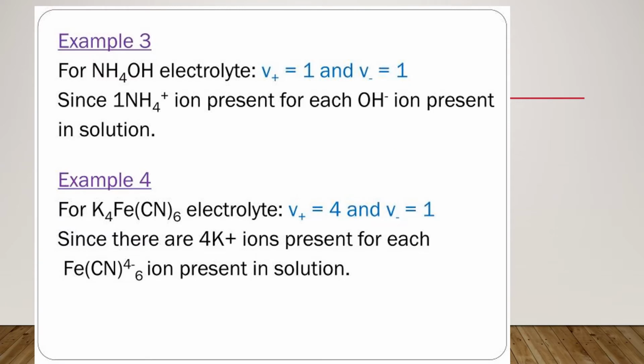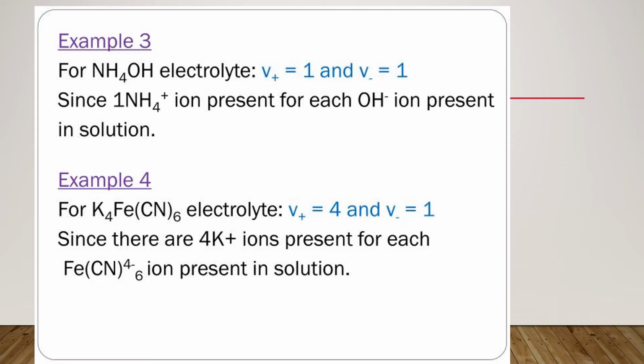In this case, ammonium hydroxide dissociates to give NH4 plus and OH minus. So there is one cation and one anion, which means ν plus is 1 and ν minus is 1. The case of HCl is the same: H plus and Cl minus. So ν plus is equal to 1 and ν minus is equal to 1.